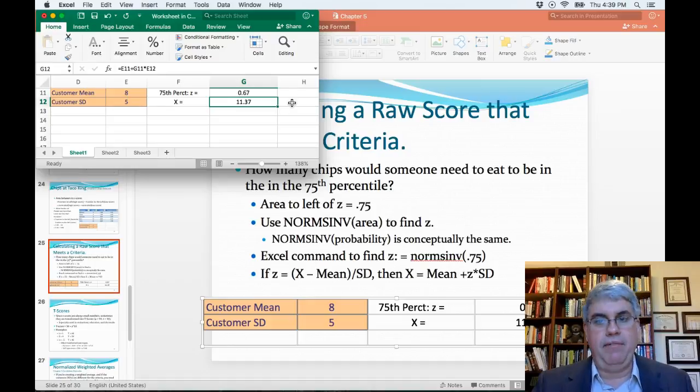So someone that eats 11 chips at Taco King would be eating more chips than 75% of the people that come to the restaurant.